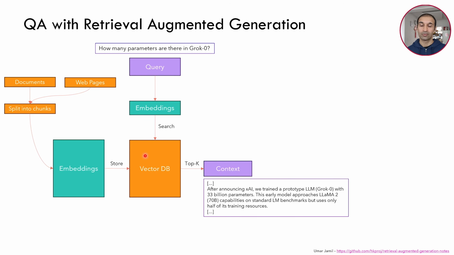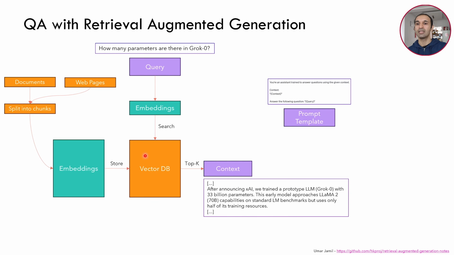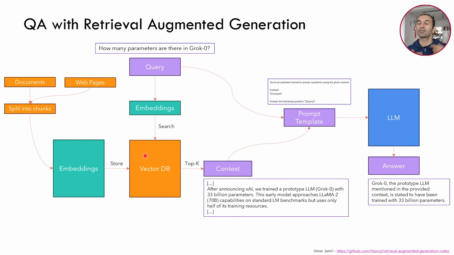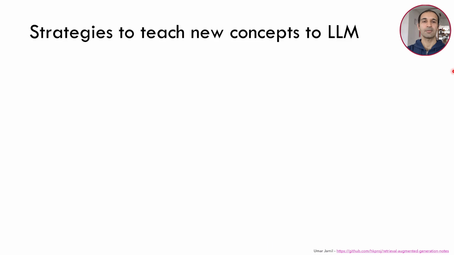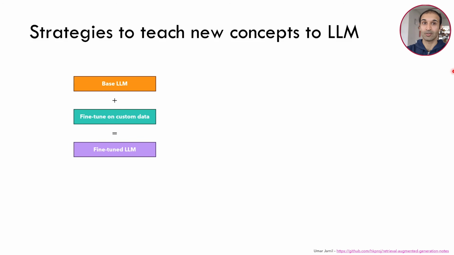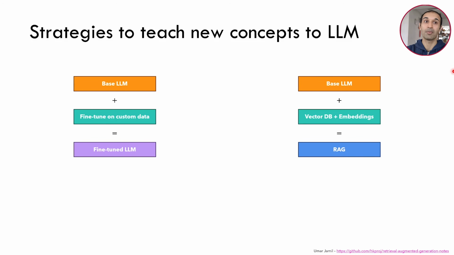This will produce the top embeddings that best match our query, and we map them back into the text from which they originated. This will produce the context that we feed into our prompt template. Along with the query, we give it to the large language model, which will produce the answer. As we saw previously, to augment the knowledge of a language model, we have two strategies: fine-tuning on a custom dataset or using a vector database made up of embeddings.